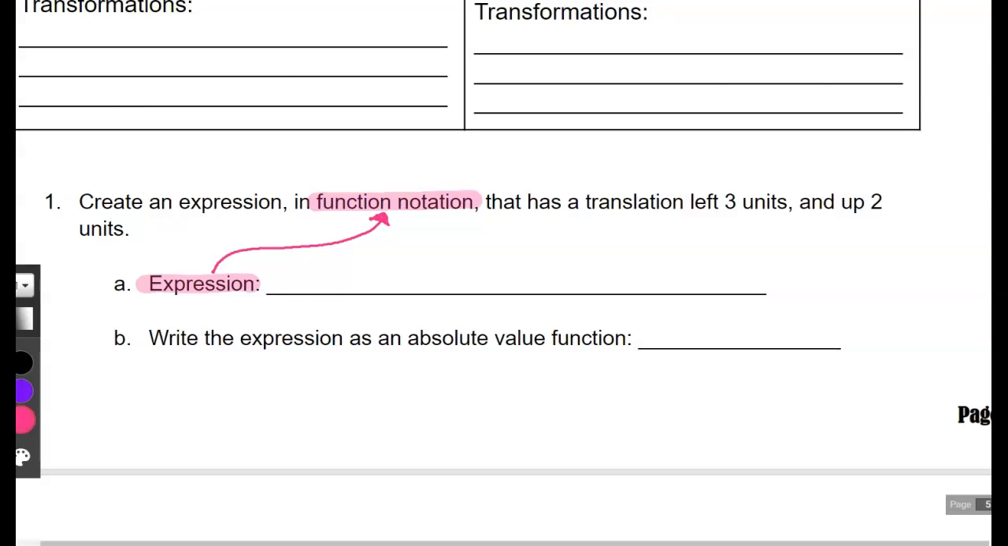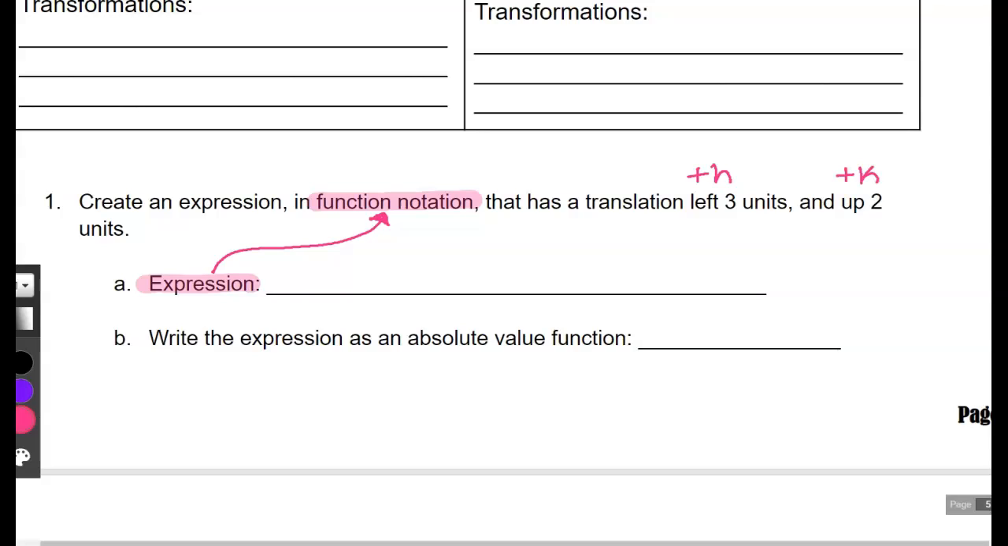Now, this function is translating left 3. Is that H or K? That's H. And if I'm going left, what does that mean? Good, plus H. And if I'm going up 2, is that H or K? And if it's up, which way is that? Plus. So I know in my expression, I'm going to have a plus 3 and a plus 2.